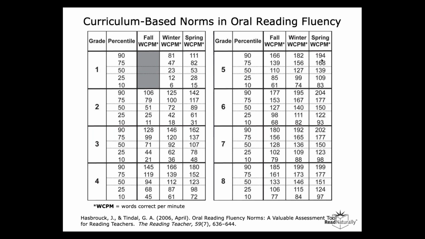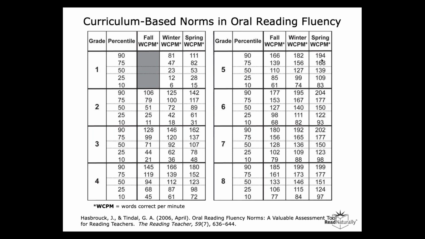This table shows the oral reading fluency norms for students in grades 1 through 8 as reported by Hasbrook and Tyndall. As we look at the chart, keep in mind that it's the trends that are important, not individual numbers. Take a look at the second graders in the fall who are in the 75th percentile. They read 79 words correct per minute on average. Look across that line and what happens throughout the year.